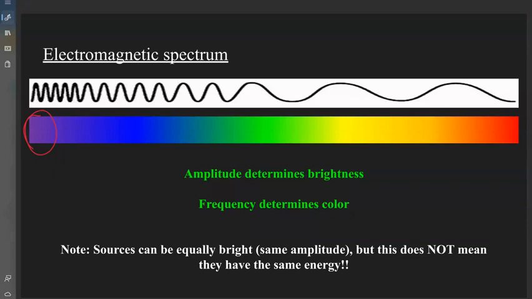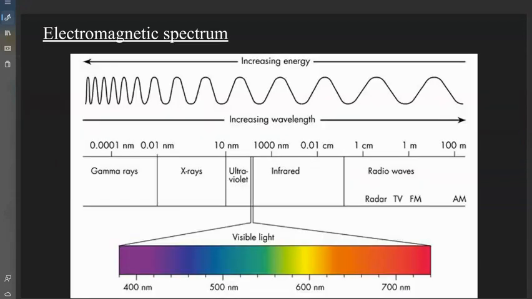Okay. The other thing, though, is light can be equally bright, which means the same amplitude, but brightness is not energy. There's different colors of LEDs that we've looked at. So there's red, green, and blue LEDs. Those are just the three colors that they make. A blue LED takes more energy to turn on than a red LED does. So you can have more red LEDs operating off the same battery than you can blue LEDs because of that amount of energy.